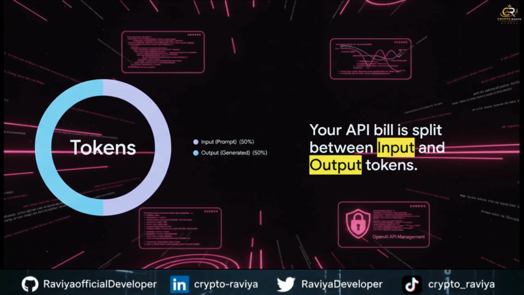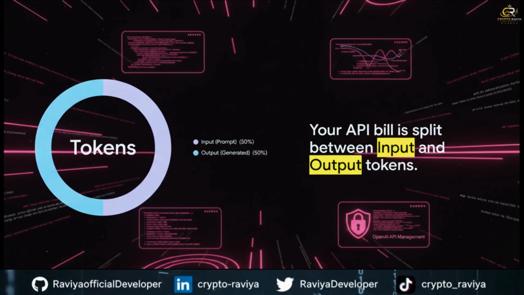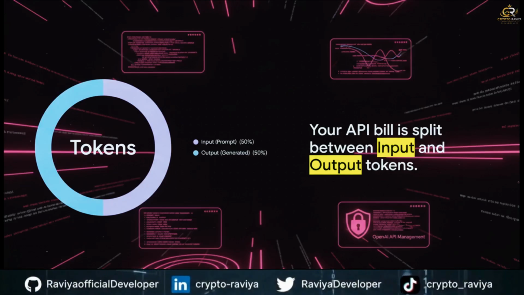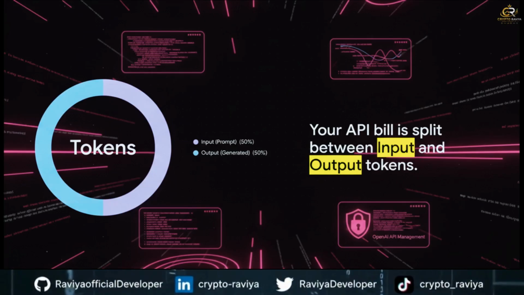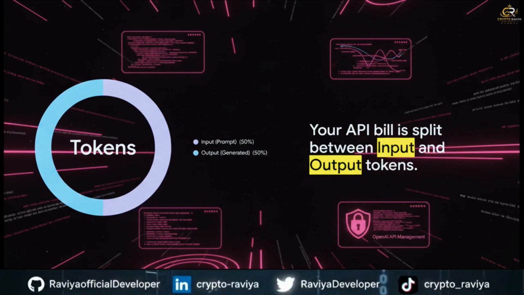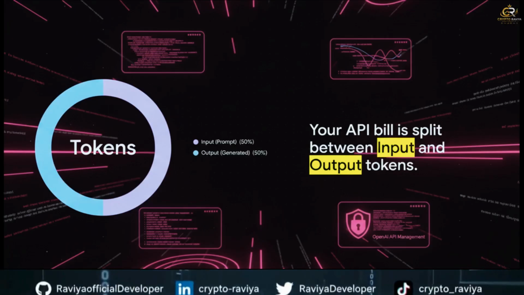On the flip side, you have output tokens, which is the generated completion the model writes back to you. The reason the split matters is that different models, like GPT-4o versus, say, GPT-4o mini, actually charge completely different rates for input versus output. So really understanding this dynamic is absolutely crucial for keeping your budget in check.